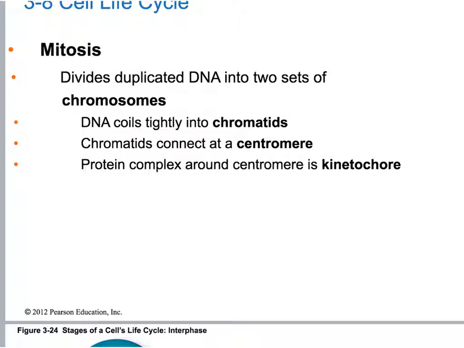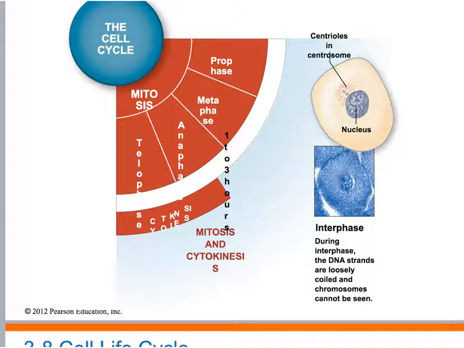Mitosis divides duplicated DNA into 2 sets of chromosomes. DNA coils tightly into chromatids. The chromatids connect at the centromere, and the protein complex around the centromere is called a kinetochore. There are 4 phases in mitosis: prophase, metaphase, anaphase, telophase, and then cytokinesis. We're going to begin to look at them now.